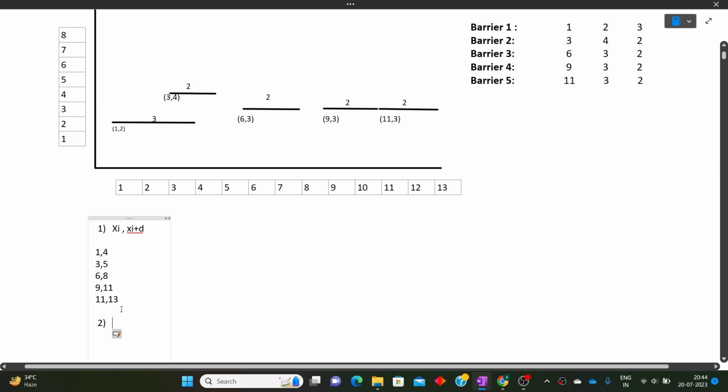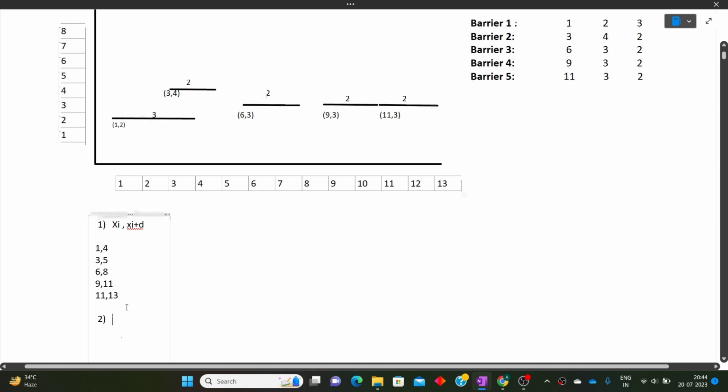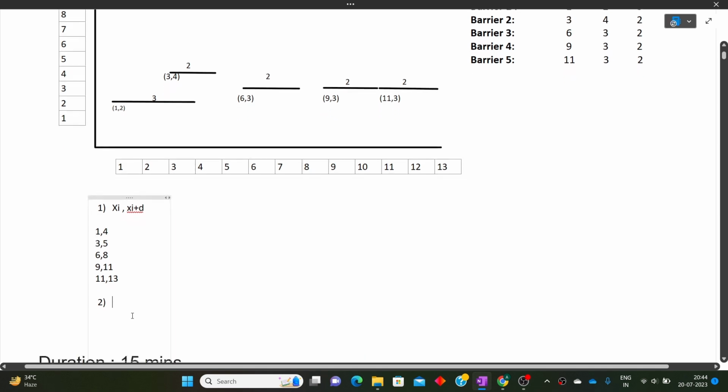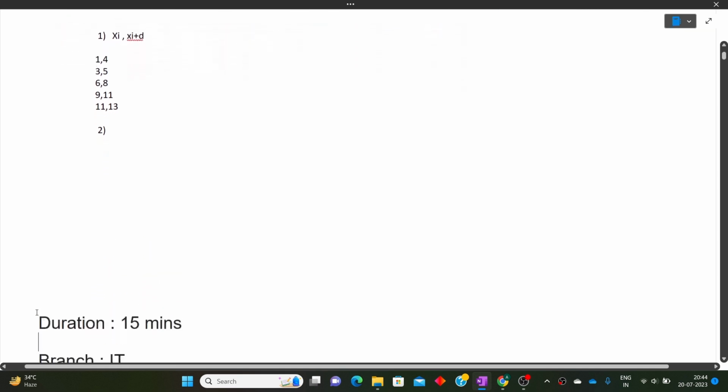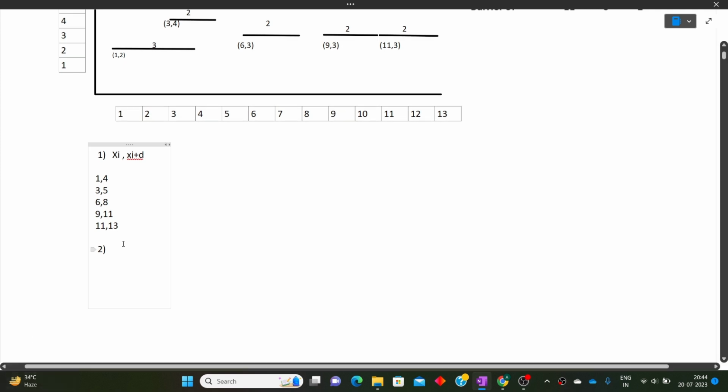Now what will be our second step? The second step will be to merge the overlapping barriers. So how will we do that? Here you can see that we will be merging using this particular thing. We will merge the overlapping barriers.